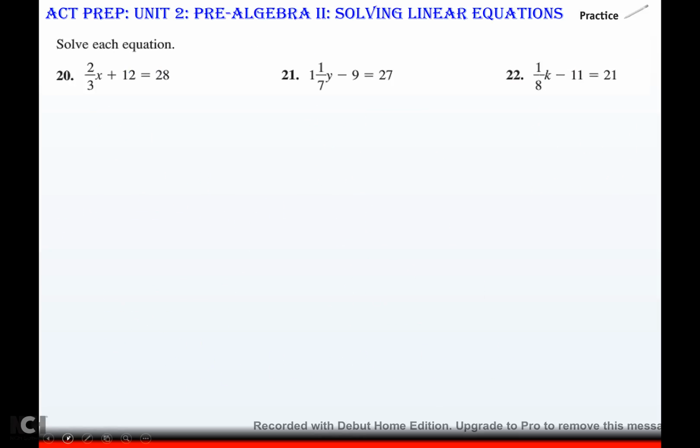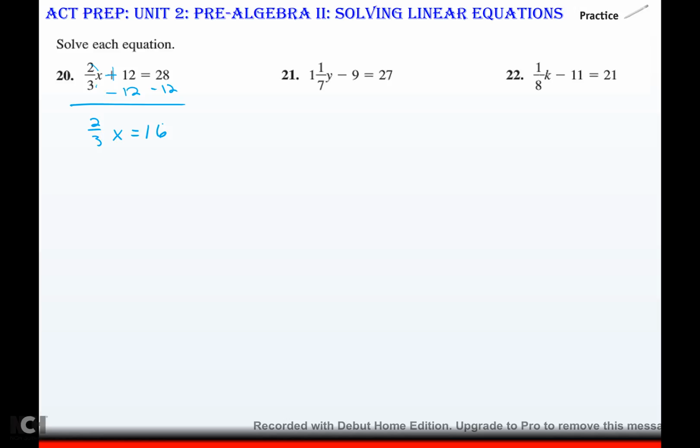Alright, fractions. When you have fractions, guys, don't freak out. You can kill them. All you got to do is think of a fraction as two operations. It's a multiply and divide problem. So get rid of the division first, and then divide by the top. But again, in PEMDAS order, the first thing I need to get rid of is the addition. So I'm going to subtract 12. That gives me 2/3 x equals, what is that, 16?